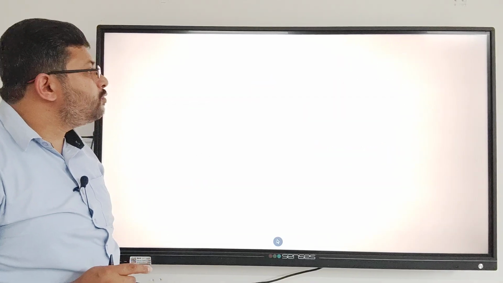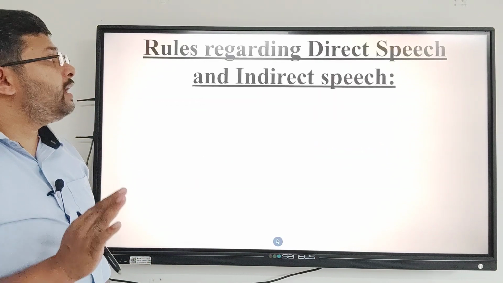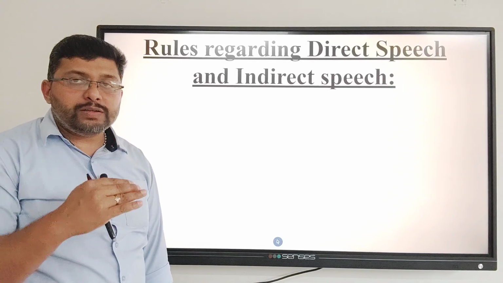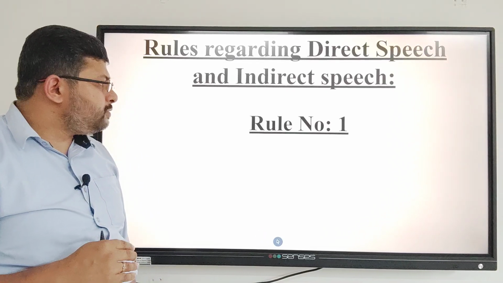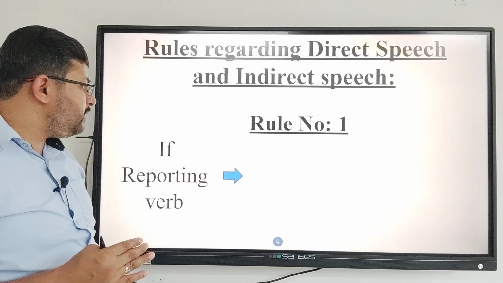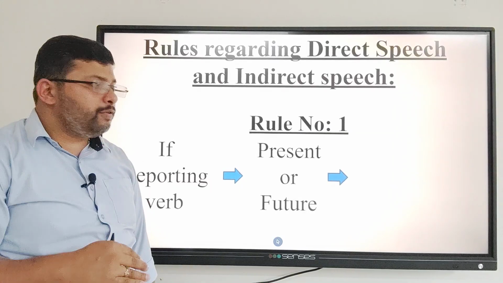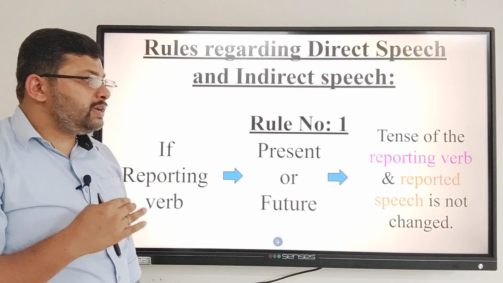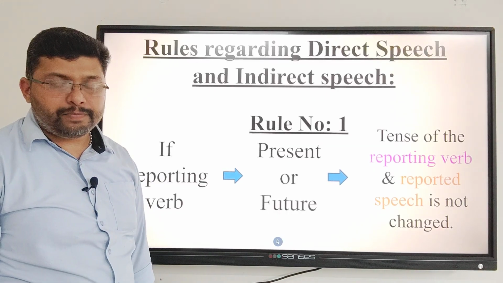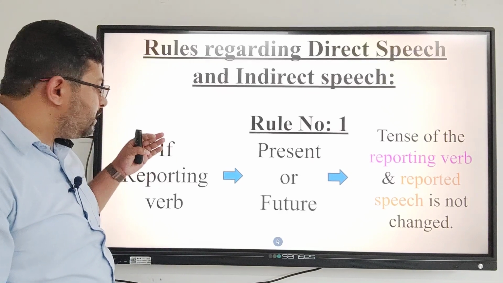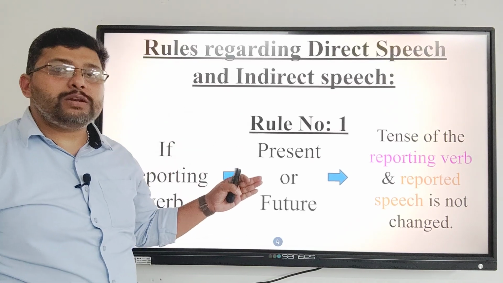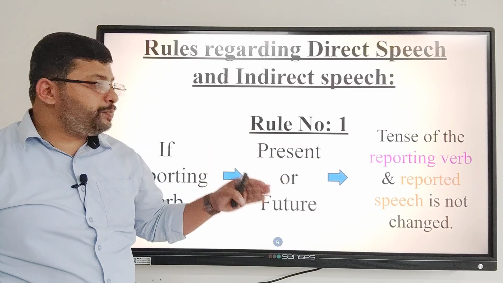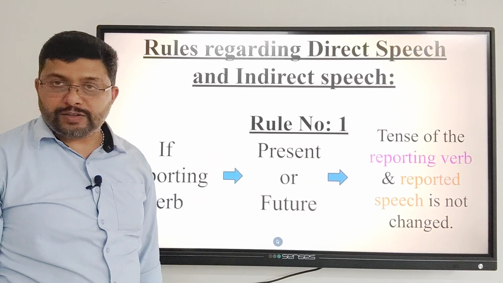Okay, now let's move to the next part: rules regarding direct speech and indirect speech. There are a number of rules. We are going to discuss them one by one. The first rule says, if the reporting verb is in present or future tense, the tense of the reporting verb and reported speech is not changed. I repeat, if the reporting verb is in present or future tense, the tense of the reporting verb and reported speech is not changed.